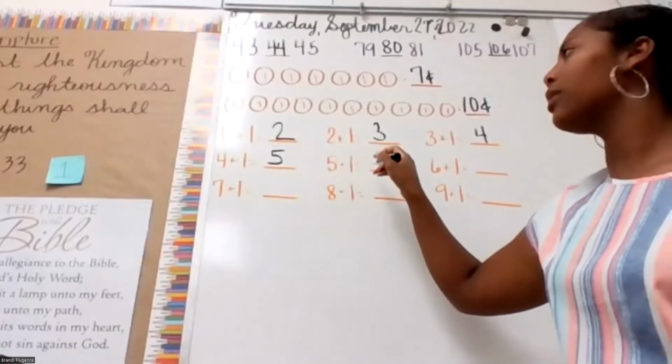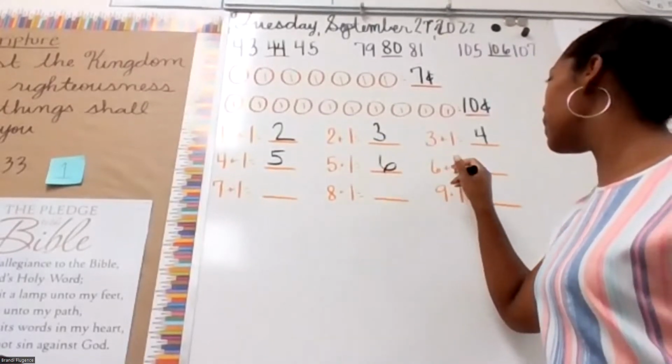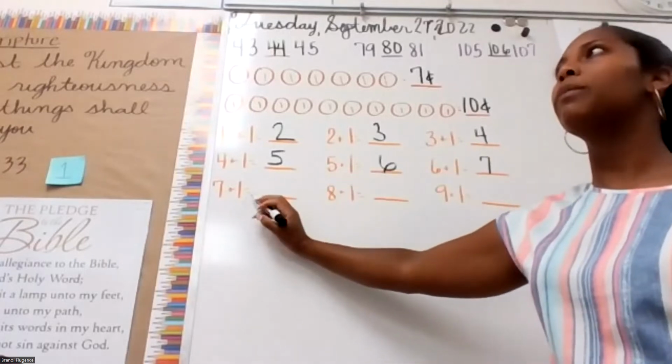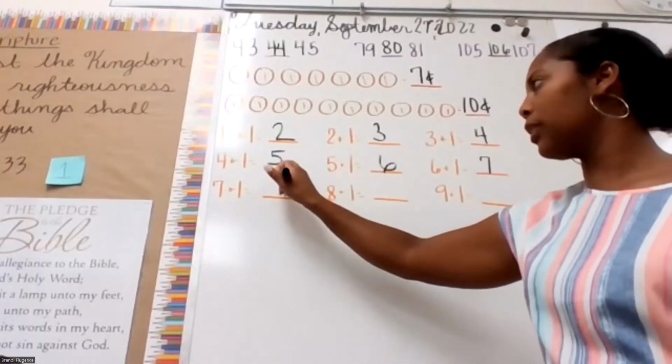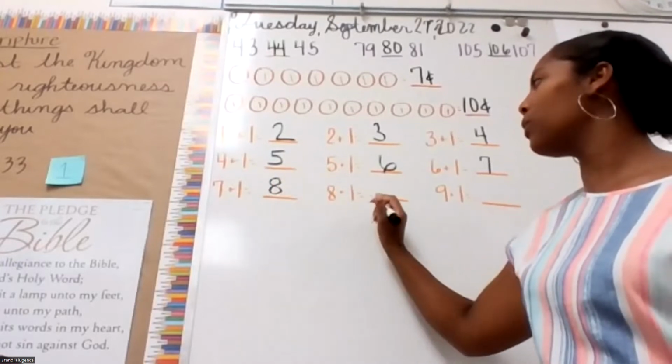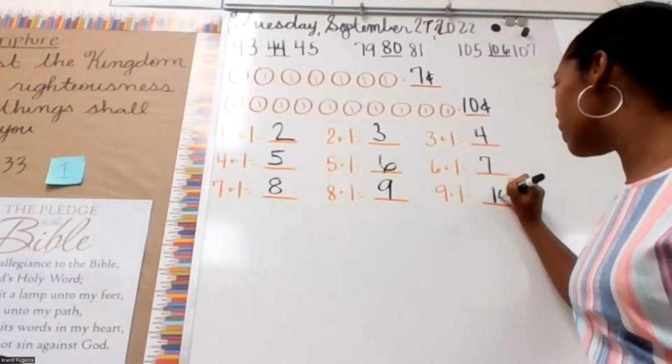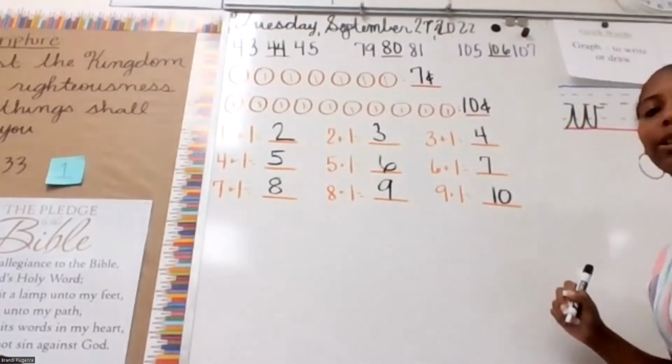5 + 1. 6. 6 + 1. 7. 7 + 1. 8. Thank you, Asa, for waiting. 8 + 1. 9. Thank you. And 9 + 1. 10. Good. So these are the +1 facts.